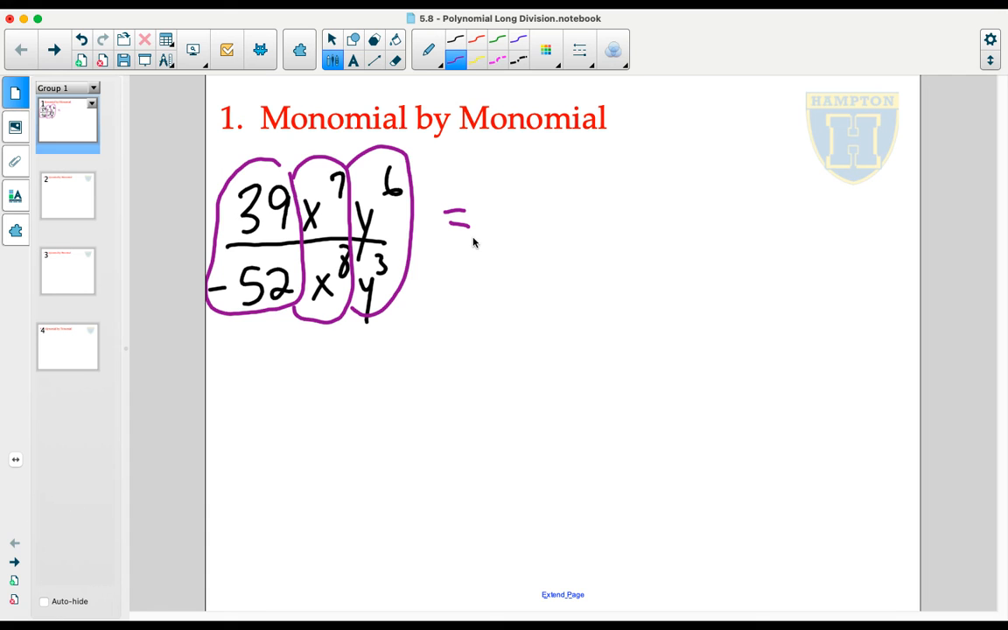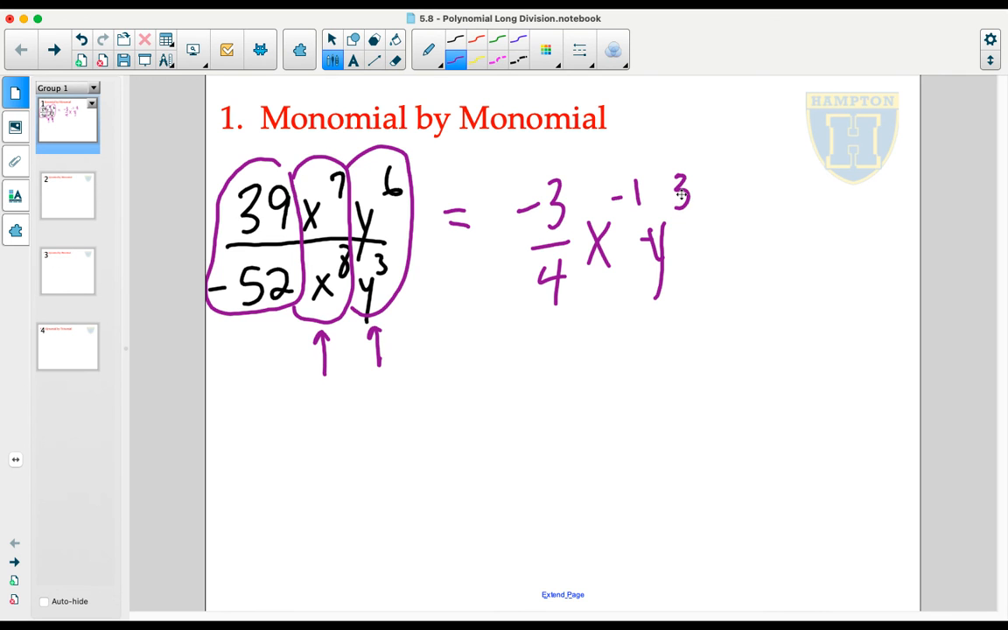We can simplify that portion of the monomial by rewriting it as negative 3/4, dividing both parts by 13. Looking at x to the 7th over x to the 8th, our normal rule for exponent simplification applies, and we can just subtract the exponents and write it as x to the negative 1. Same thing for y to the 6th over y to the 3rd. Subtracting the exponents gives us y to the 3rd.